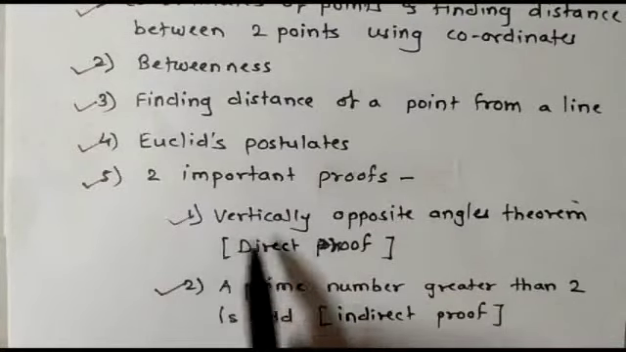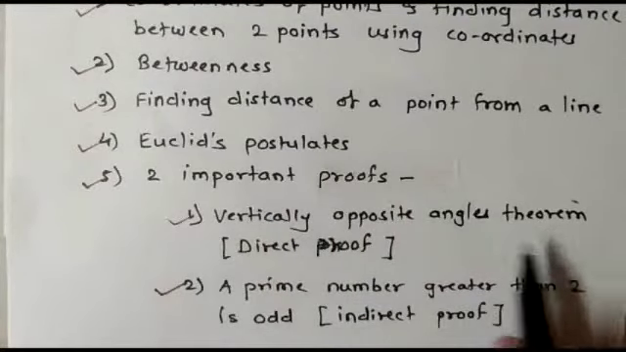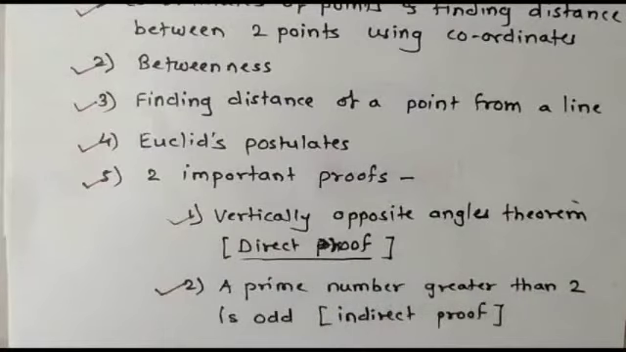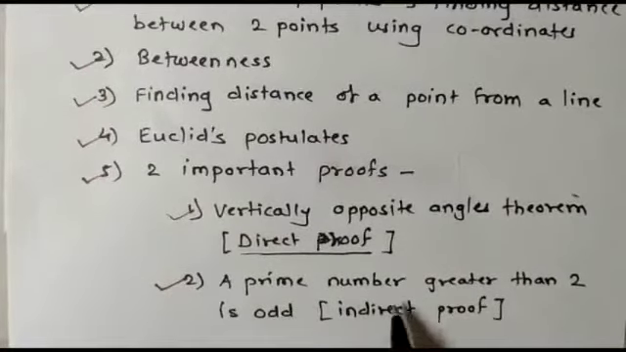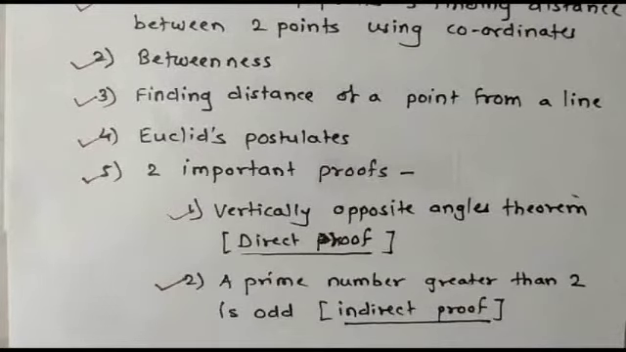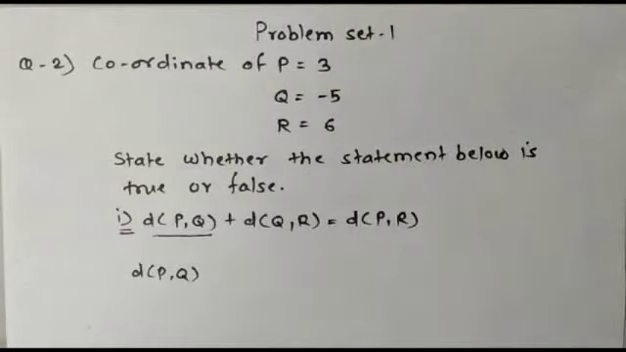One of them was the vertically opposite angles theorem by using the direct proof method, and a prime number greater than 2 is odd by using the indirect proof method. So, let's start solving the problem set now. From the problem set, we are going to solve question number 2 first.